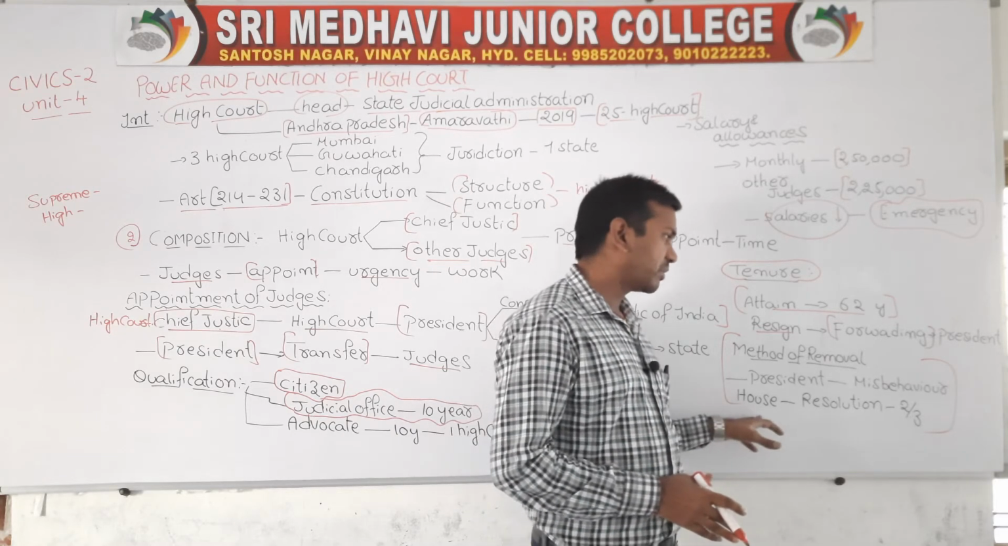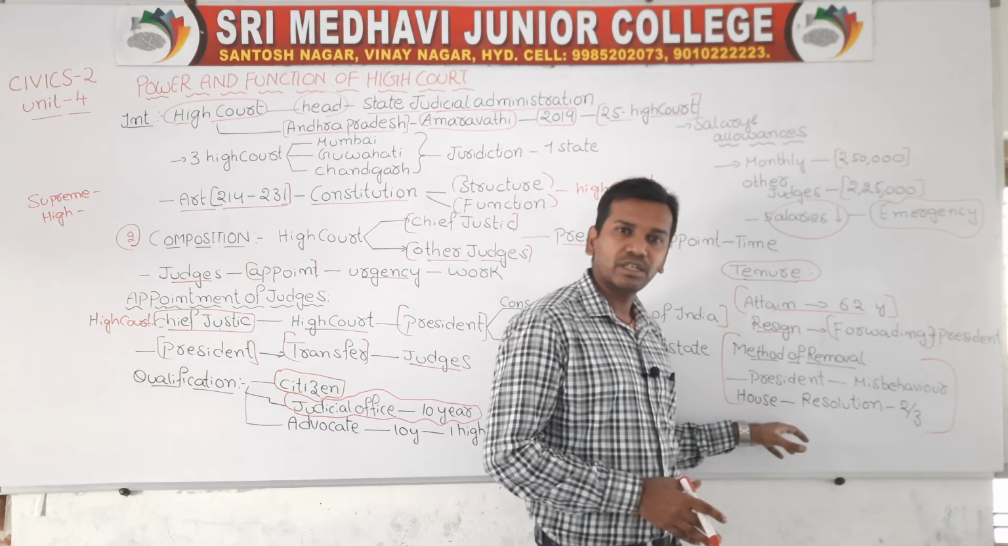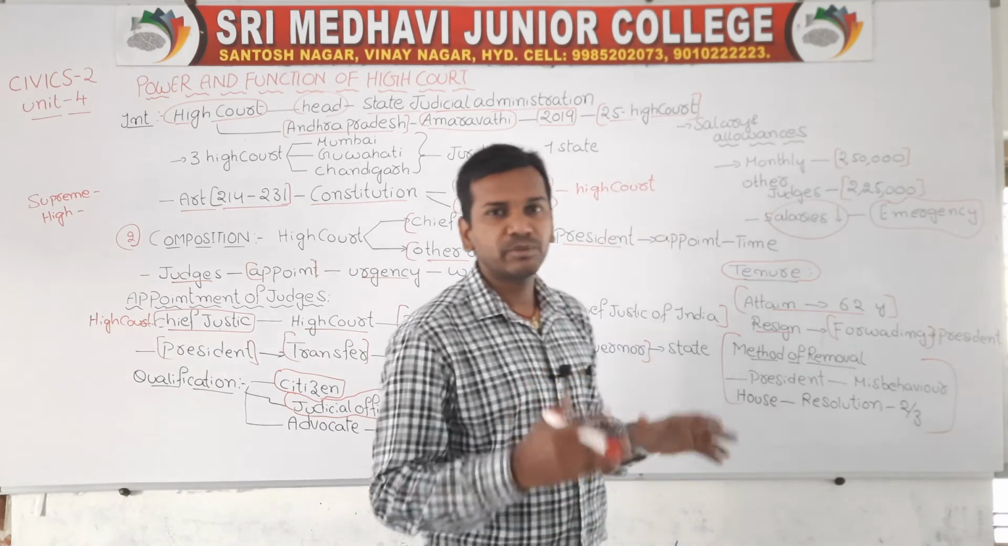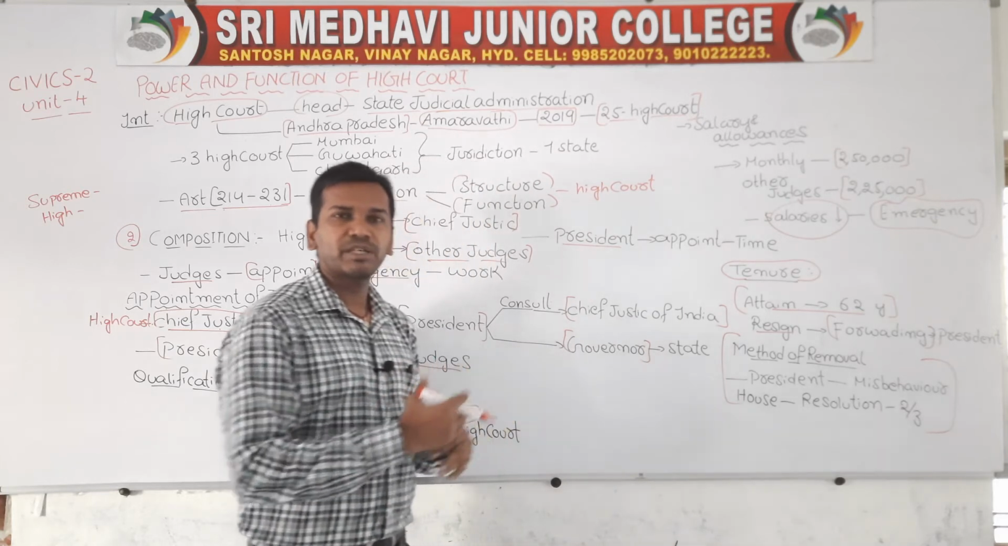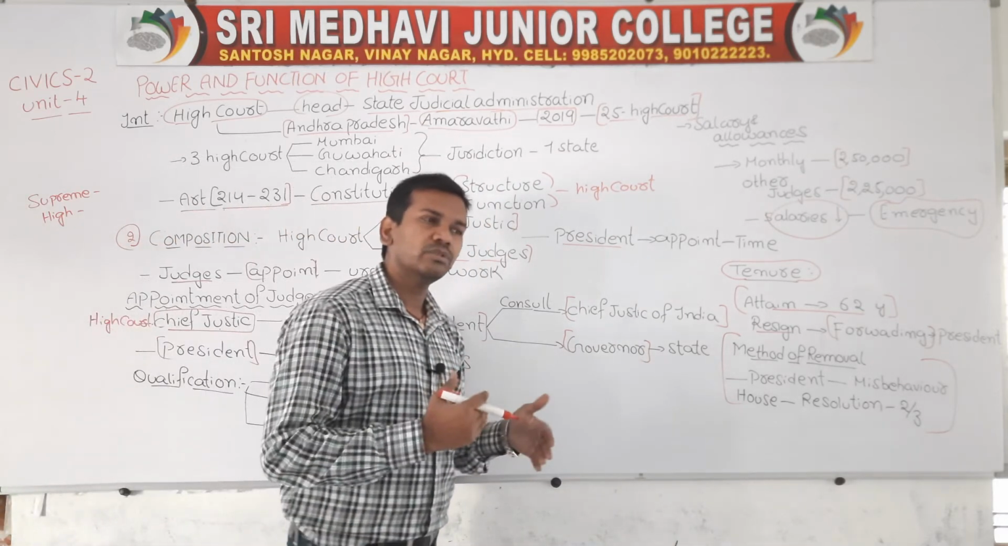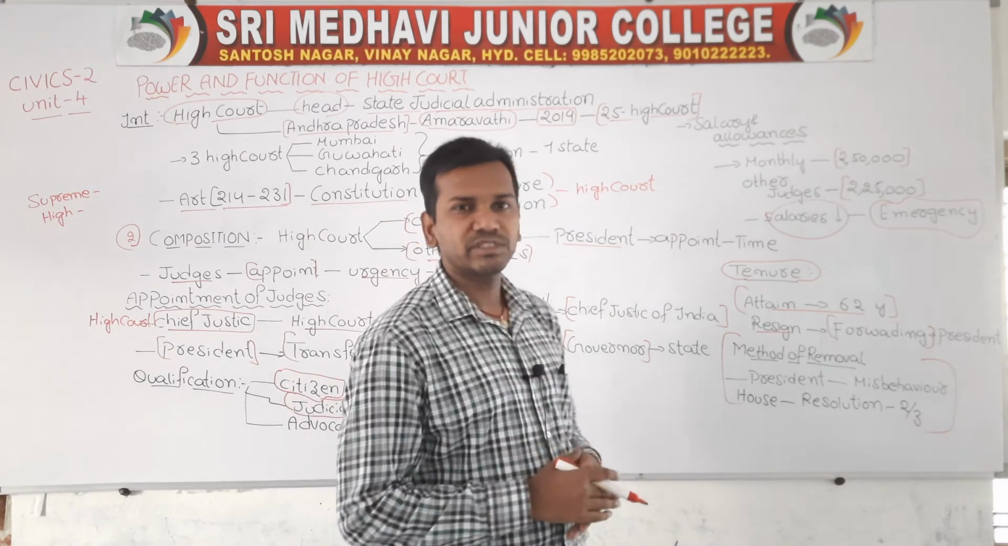But the president can form resolutions in the house. First, the resolution will pass in the house. In that resolution, the removal of the judge, a resolution will pass in the parliament. Two-thirds of the members should approve in both houses, and then the judges can be removed.